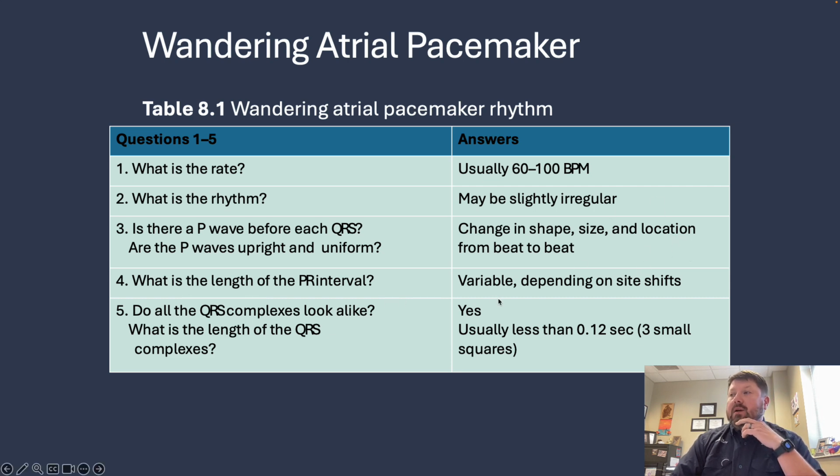What's the length of the PR interval? That's going to be variable. And the QRS complexes should all look alike, because again, there's nothing wrong with the QRS. The ventricle is going to respond to every conduction that goes through.